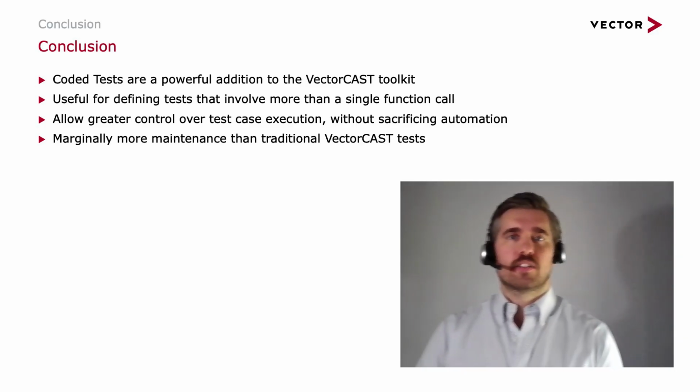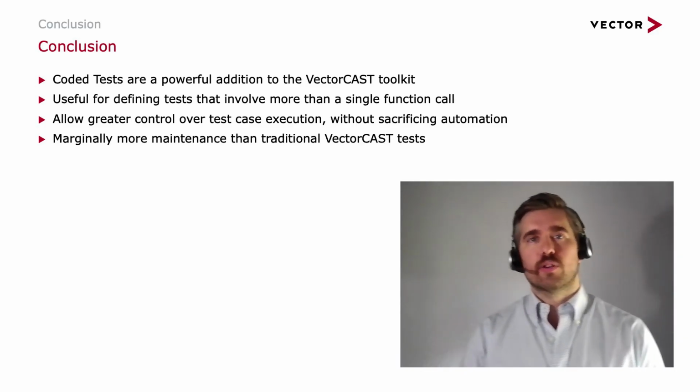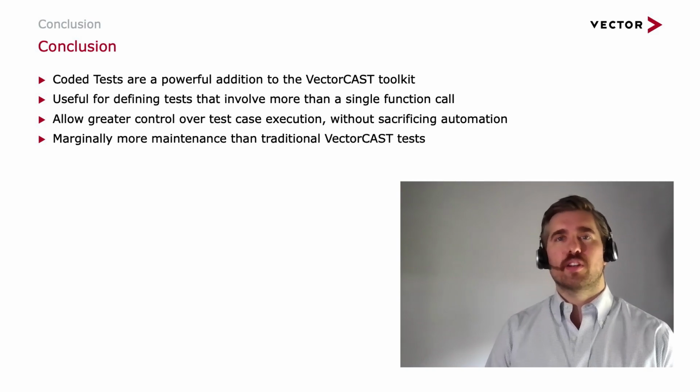One potential difference is that it does not have the test script maintenance feature of the traditional VectorCAST parameter tree based tests, so that when you do change the interfaces of the units under test, you will need to equivalently adjust your test cases to account for those new interfaces.